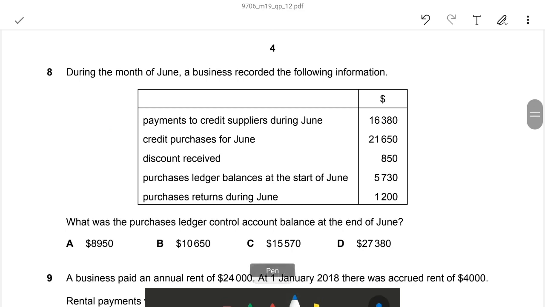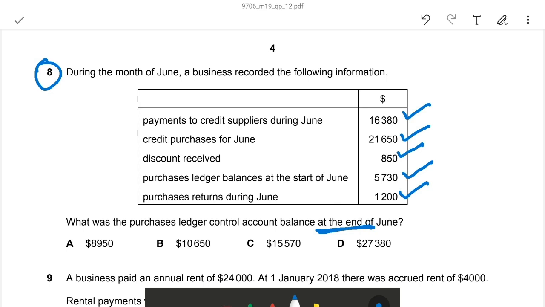Next, question number 8. Payment to credit suppliers during June. During the month of June, a business recorded the following information: payment 16,380, credit purchase for June, discount received, opening balance of purchase ledger, and purchase return. What was the purchase ledger control account balance at the end of June?